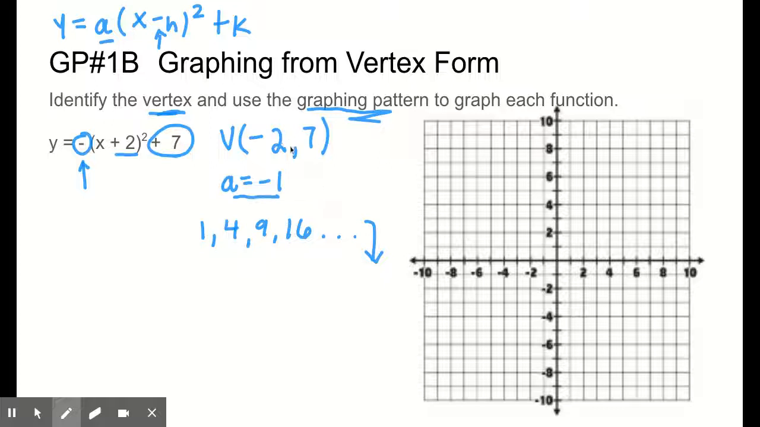So we're going to start by plotting our vertex at -2, +7. I'm going to go ahead and draw my axis of symmetry so that I have a point of reference to count outwards with my points. This axis of symmetry is x equals -2.